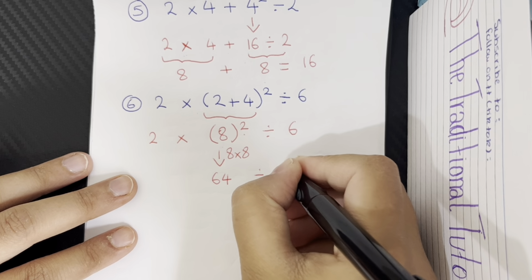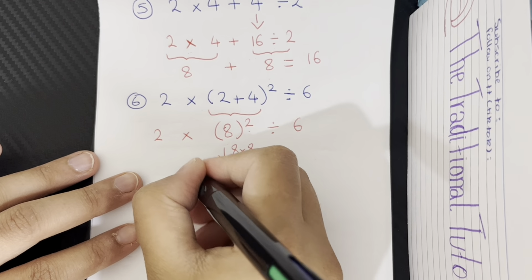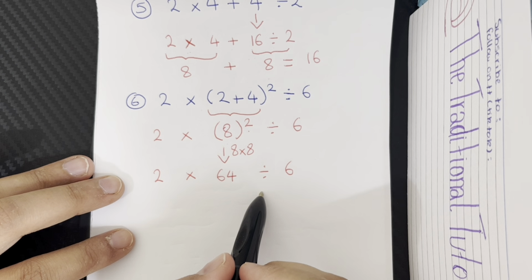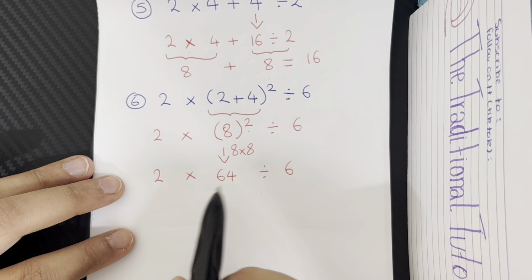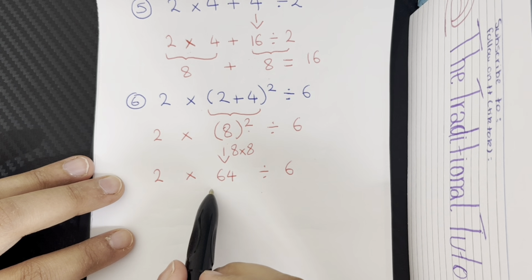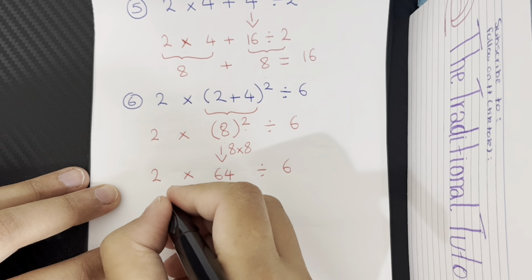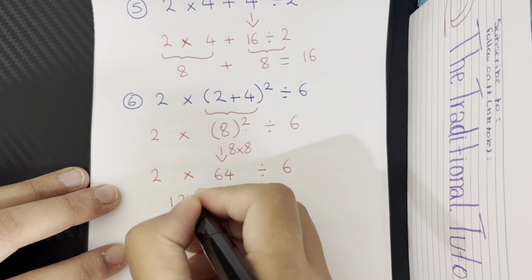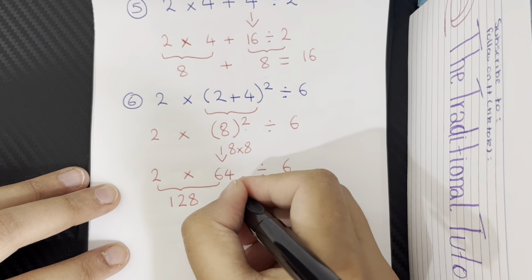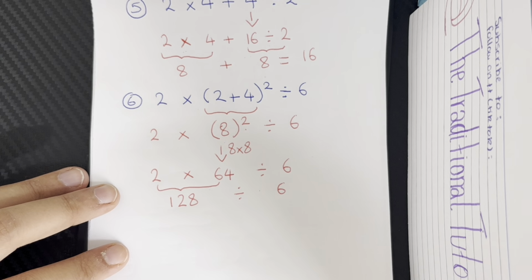Still got my divide by 6 and my times by 2 over here. So now I've got multiplication and division again in the same question. I need to remember to do it from left to right. Multiplication is coming first, so I need to prioritize that. 2 times by 64 gives me 128, okay, and then I can do my divide by 6, okay, so 128.